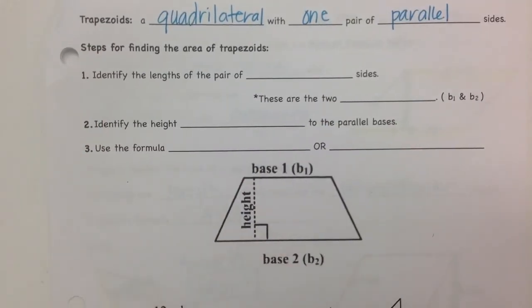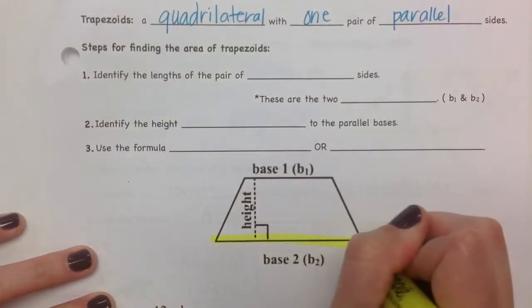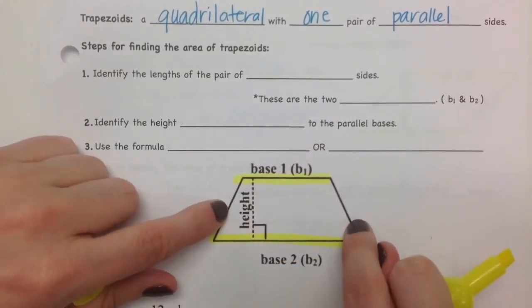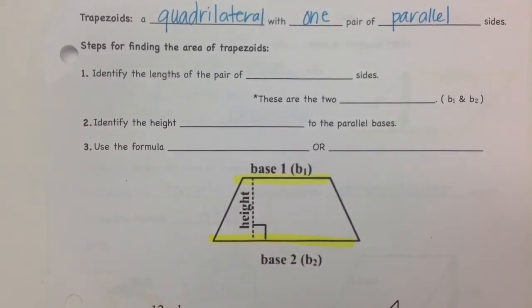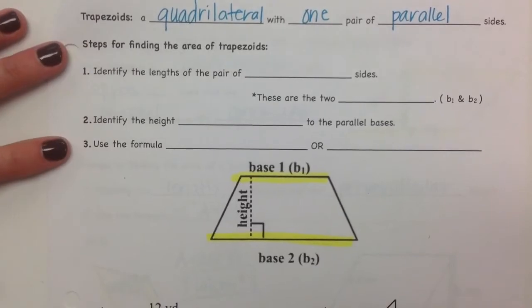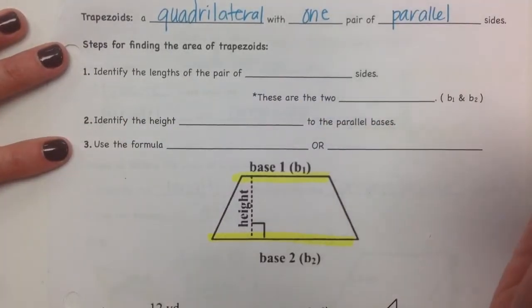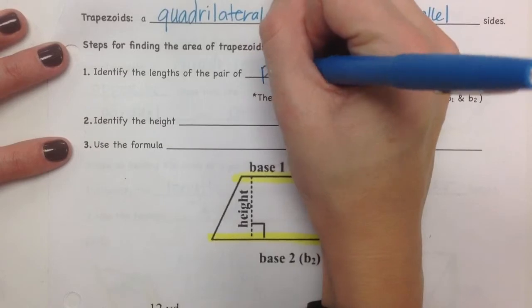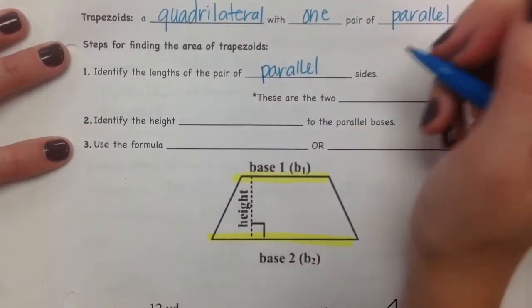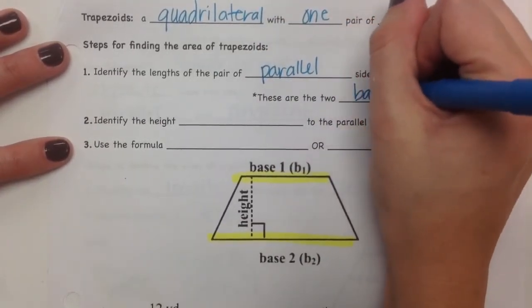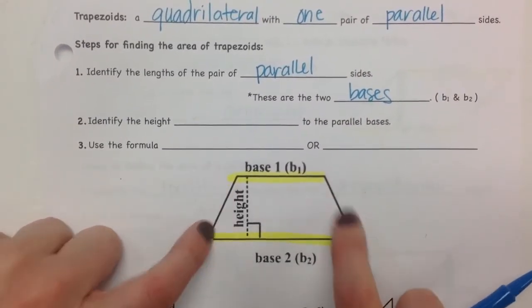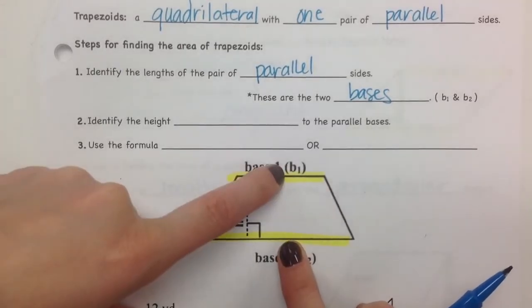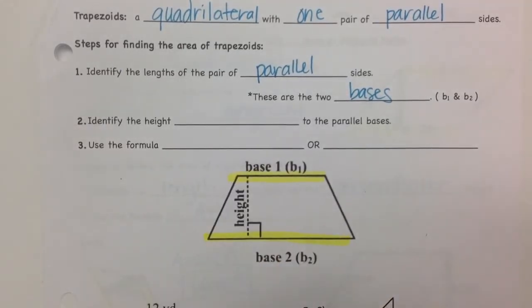So like in this picture here, we have a set of parallel sides here, but these two aren't parallel because even though they're not intersecting yet, if we continued them, they would. Finding the area of trapezoids. Well, we're going to identify the lengths of the pair of parallel sides. These are our 2 bases. So we have 2 different bases here because they're not the same lengths. In a parallelogram, this side is the same as that side, so it doesn't matter which one you choose. We have to identify both since they're different.